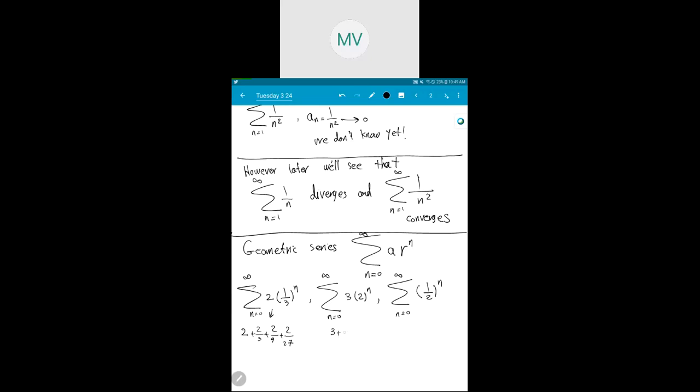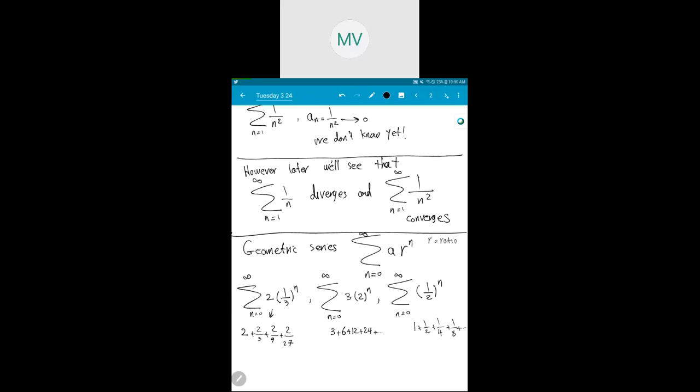First few terms of this one is 3, 3 times 2 is 6, 3 times 4 is 12, 3 times 8 is 24, right? Each time you multiply by 2, you get the next. This one is 1 plus half plus quarter plus 1 over 8 plus, right? And here's the structure. Each term is the previous term multiplied by the same exact number. That number is called the ratio, and in this setup it is r. So r is the ratio of 2 consecutive terms.